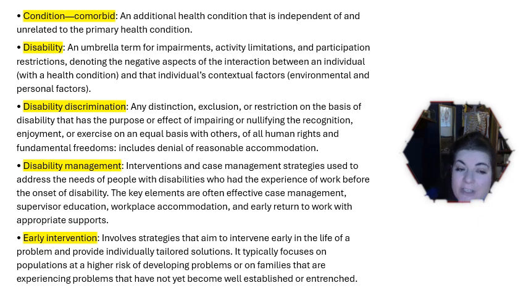Disability discrimination is any distinction, exclusion, or restriction on the basis of disability that has the purpose or effect of impairing or nullifying the recognition, enjoyment, or exercise on an equal basis with others of all human rights and fundamental freedoms. It includes denial of reasonable accommodation. All right.